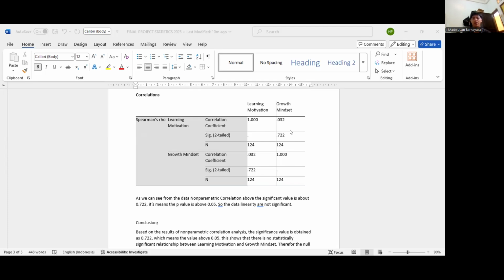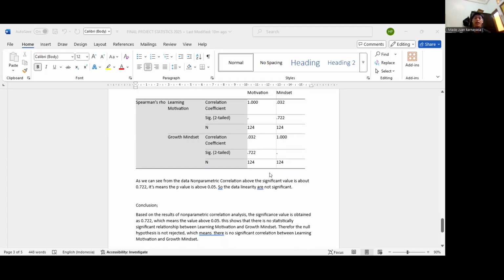Because the data above is not significant, we get the conclusion. The conclusion is that in the non-parametric correlation analysis, the significant value obtained is 0.722, which is above 0.05. So this shows that there is no statistically significant relationship between learning motivation and growth mindset.